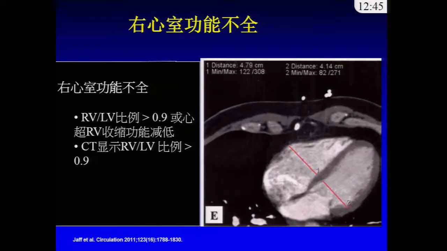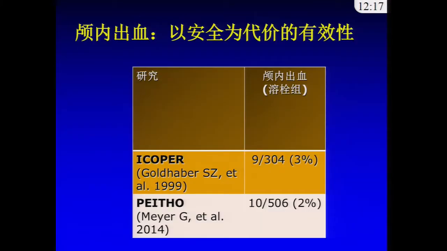Another very important factor when we treat the patient with pulmonary embolism is the right ventricle. If the patient develops right ventricular dysfunction, or if the right ventricle becomes dilated, and the ratio between the right ventricle and left ventricle is more than 0.9, that means the patient is very high risk.